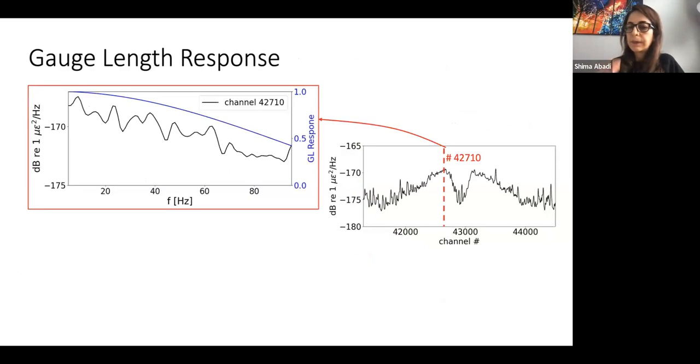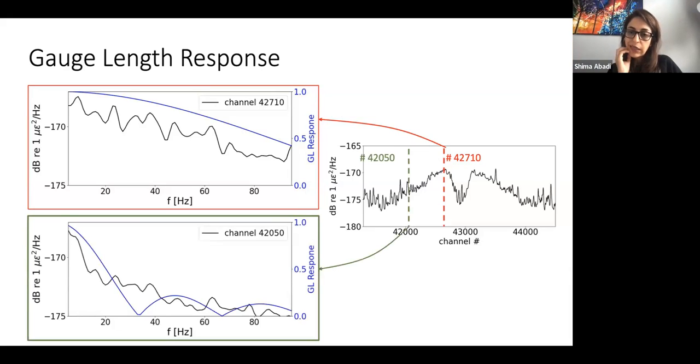If we look at the single channel energy or spectrum, in this case I'm showing channel 42,710, and the black line is the spectral level as a function of frequency. This is for shipping noise, so it's a broadband sound. And the blue is showing the gauge length response. I calculated it because I know the gauge length, and I know the bearing: based on the AIS data, I know the location of the ship, so I can calculate the bearing. What it shows is that at this channel we have a good response, so all the frequencies are present, and that's why the spectral level is so high.